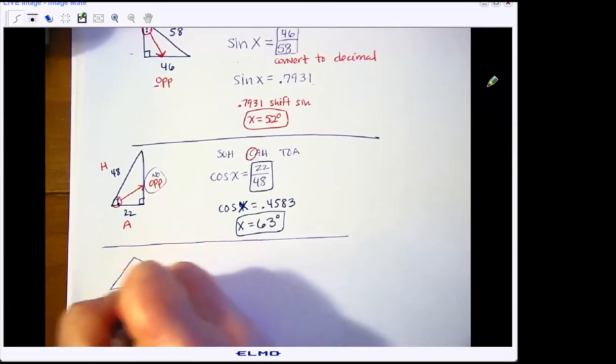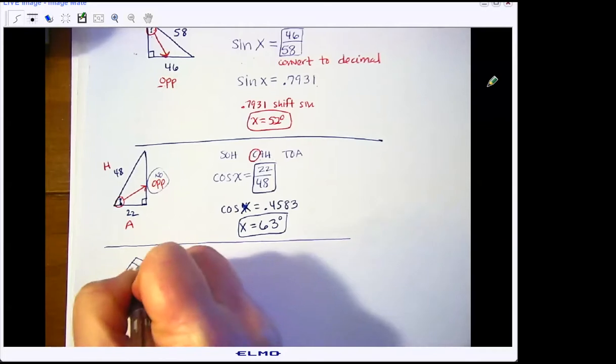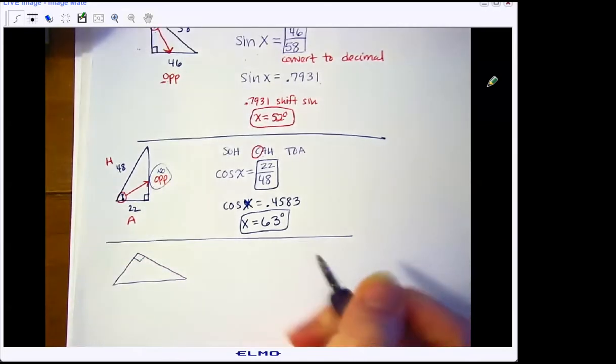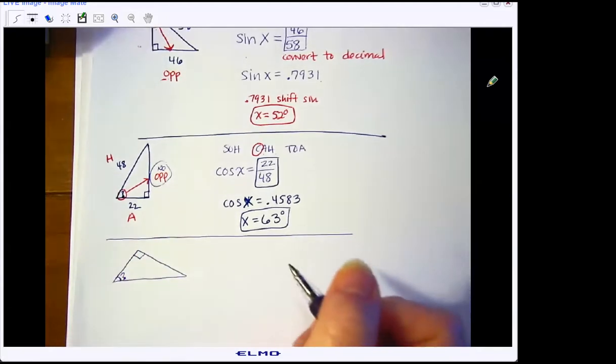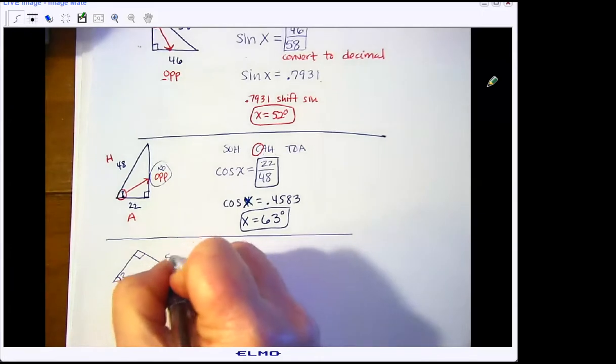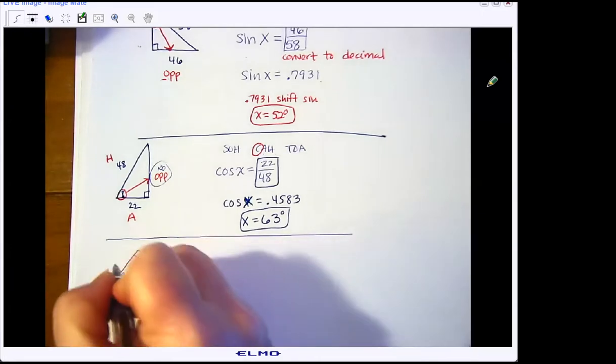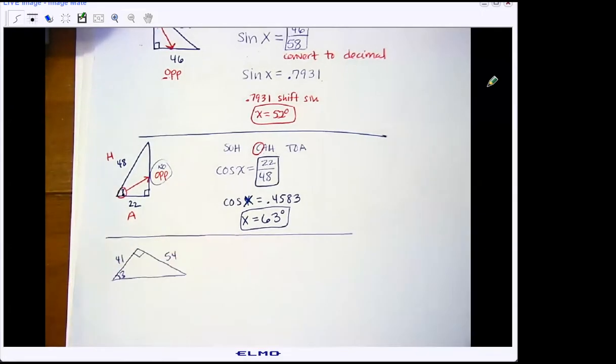This one's tricky only because of the orientation of your triangle. Here's my angle that I'm trying to find. This is 54. This is 41. Good.